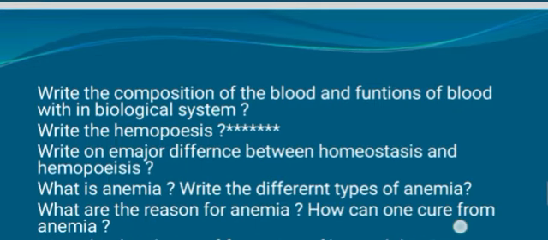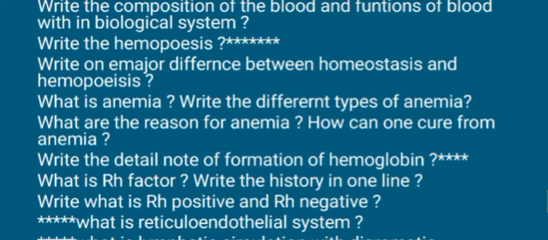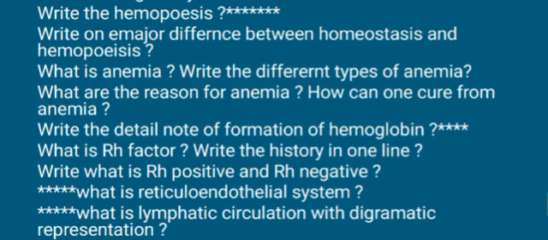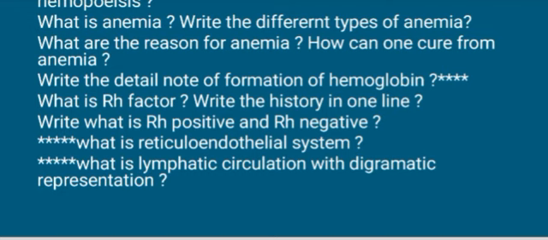Write the composition of the blood and functions of blood within the biological system. Write the hemopoiesis. Write the major difference between homeostasis and hemopoiesis. So generally, don't confuse that hemopoiesis and homeostasis are entirely different. Okay. And what is anemia? Write the different types of anemia, like aplastic anemia and pernicious anemia.